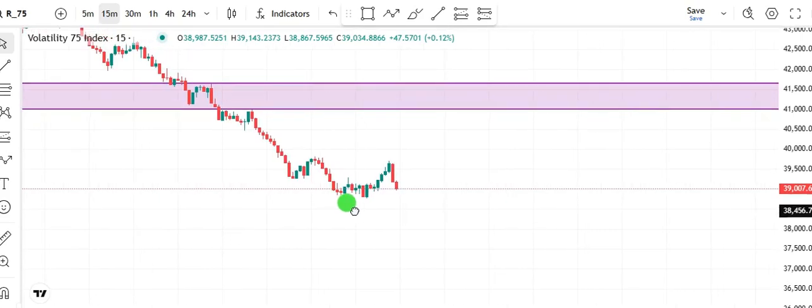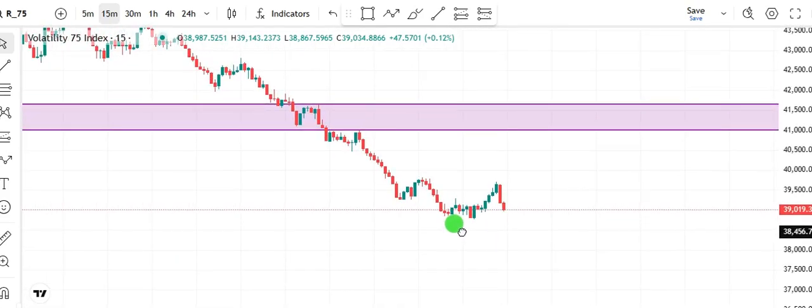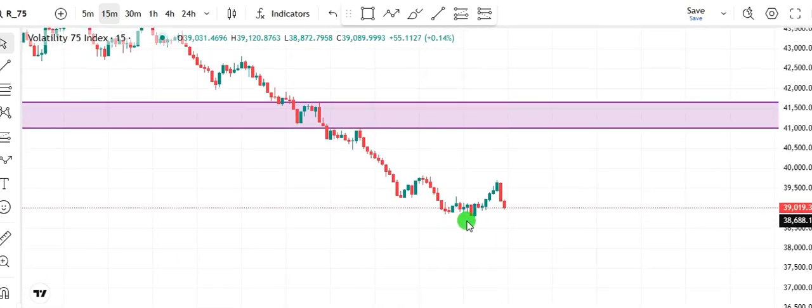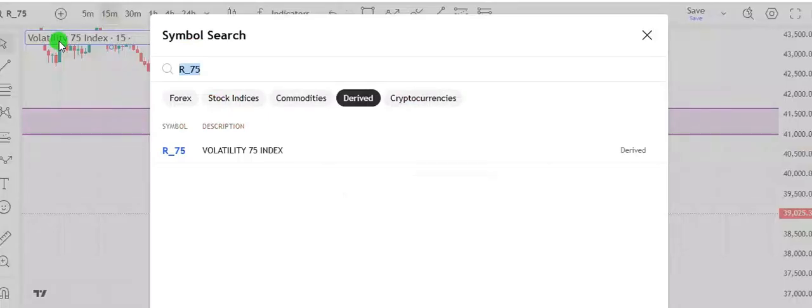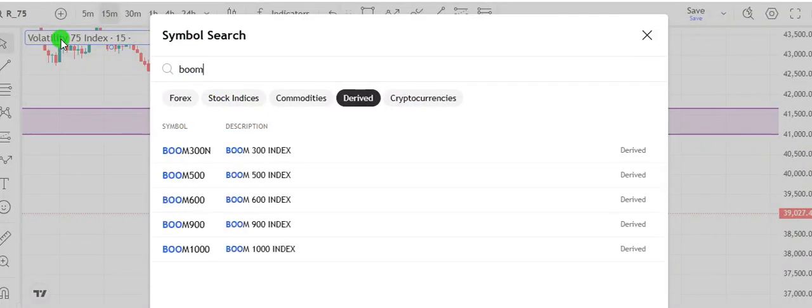So for bullish on volatility 75, I will just keep fingers crossed to see what the market does in the long run. So right now, I will definitely not be doing anything on this. So that's it. Let's go to the Boom indices, and of course, we'll be starting with Boom 500.